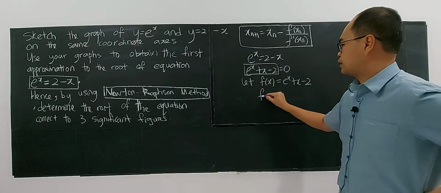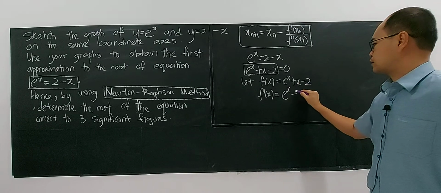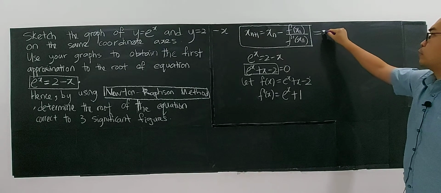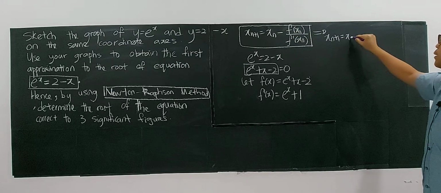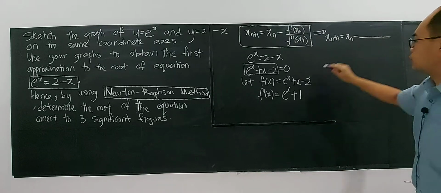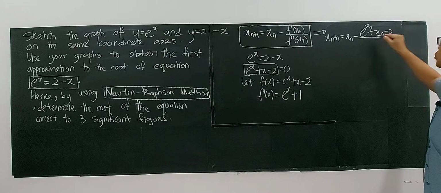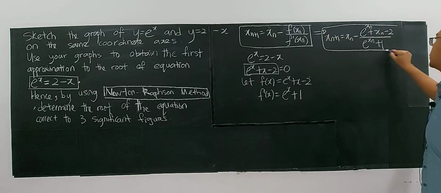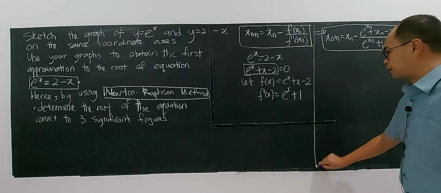Then of course I need the first derivative, as the formula needs it. So I differentiate e^x, I get e^x, differentiate x, I get 1, differentiate negative 2, I get a constant that vanishes. So finally, for this case, the Newton-Raphson iteration formula will be x(n+1) equals x(n) minus (e^(x(n)) plus x(n) minus 2) over (e^(x(n)) plus 1). So this will be my iteration formula. I'm going to use this formula to approximate the roots.